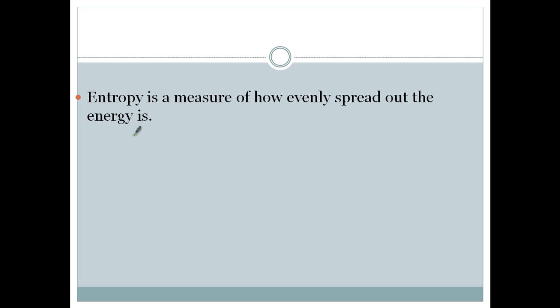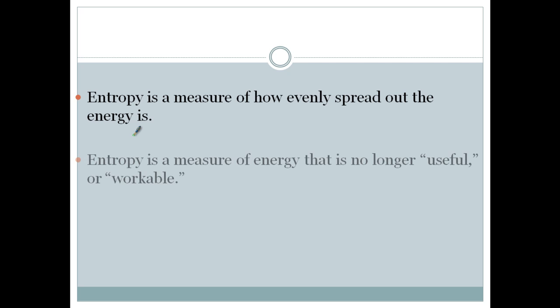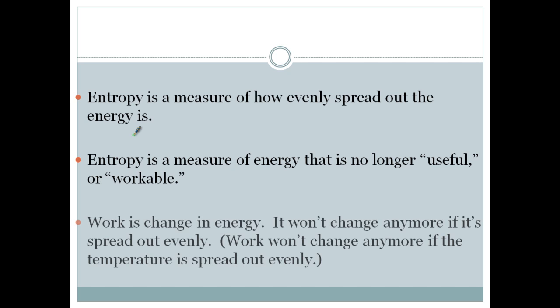So entropy, a measure of how evenly spread out. So the more evenly spread out, the higher the entropy. Entropy is a measure of energy that is no longer useful or workable. It's called reversible. If you can't reverse the process, then it's a high entropy state. So work is change in energy. We already knew that from our previous chapter. And it won't change anymore if it's spread out evenly. You can't get any more work out of that energy if it's spread out everywhere. You don't have a higher energy in one place than another.